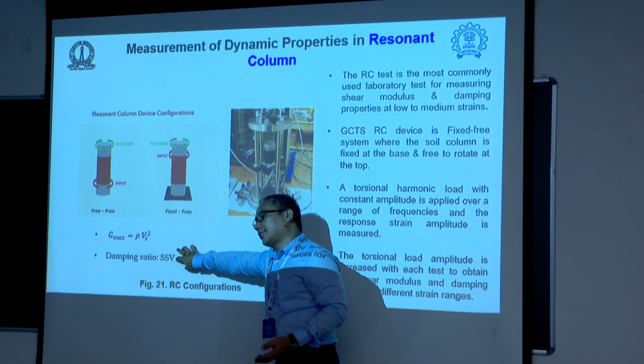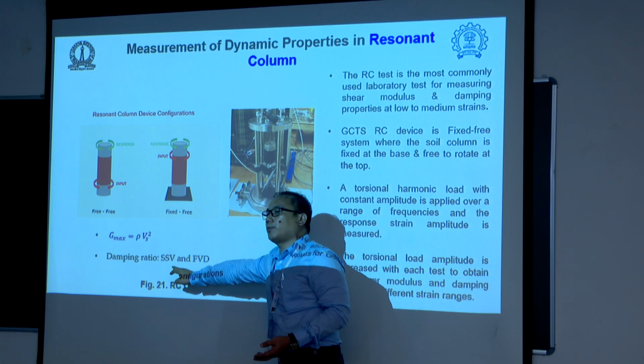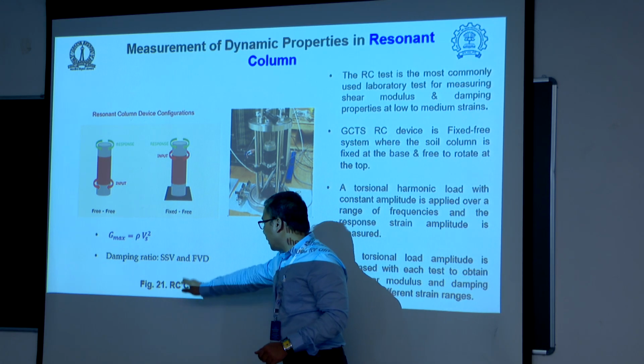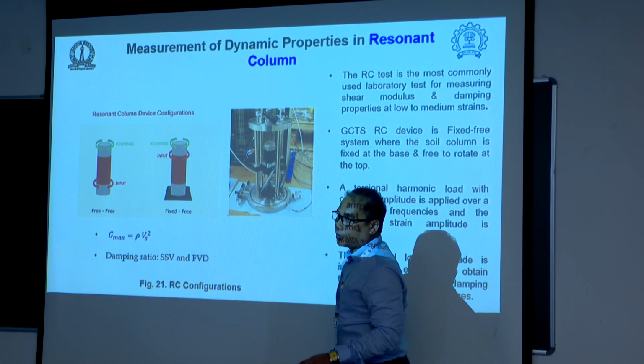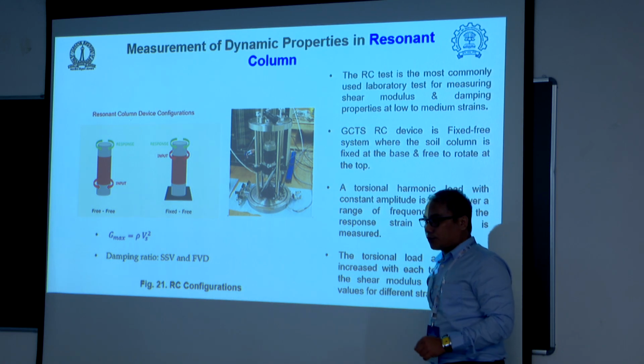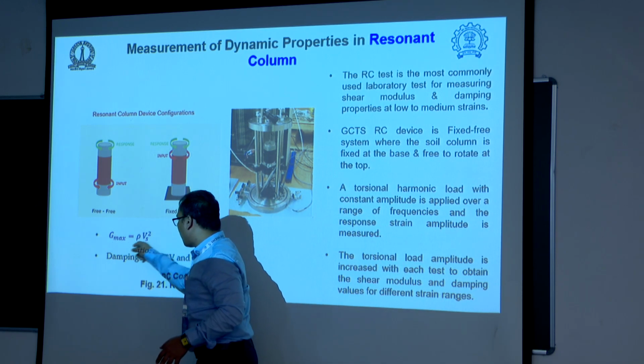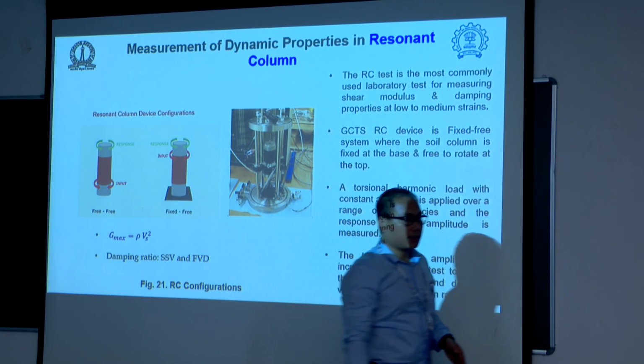And for damping ratio, we can find it out using two methods, which I am skipping here. SSV, which stands for steady state vibration method or half power bandwidth method, and FVD, which stands for free vibration decay method or logarithmic decrement method. These two methods are used for damping calculations. But today we are mainly showing the shear modulus results.